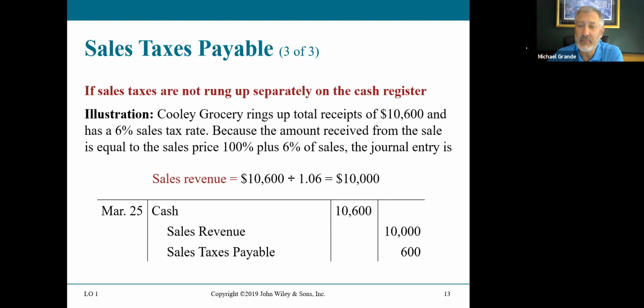Cooley Grocery rings up total receipts, total collections of $10,600 and has a 6% sales tax rate. Because the amount received from the sale is equal to the sales price, 100% plus 6% of sales, the journal entry is the following. So it's the same journal entry, but you had to figure out what the amount of the sales tax was. And that's the formula. The total cash collected was $10,600, but it included the 6% sales tax. You divide it by 1.06.